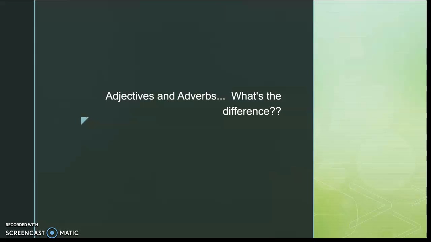Hello, friends. This presentation is about what's the difference? Adjectives and adverbs. I find that in the past, students have been very confused by these two terms in the English language. Hopefully, this will help clear up any confusion or misunderstandings.